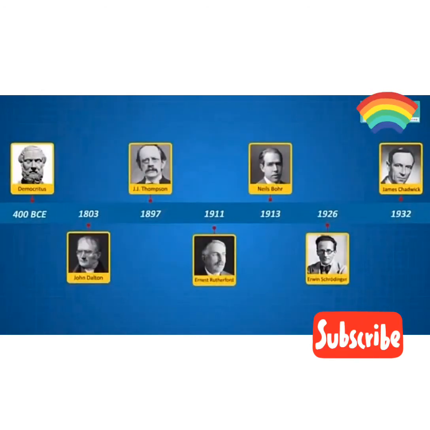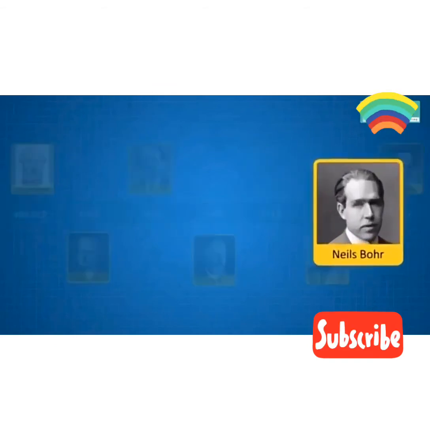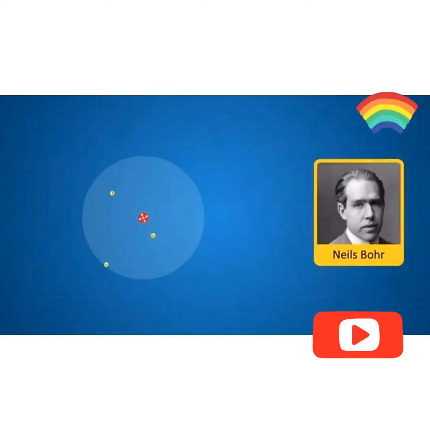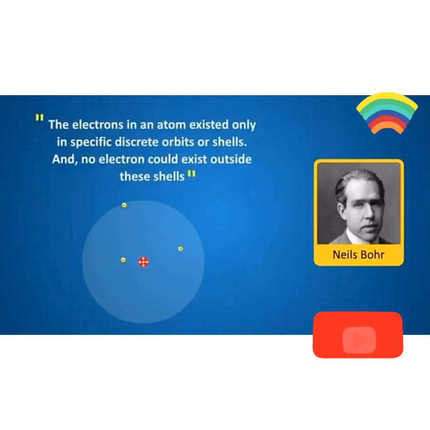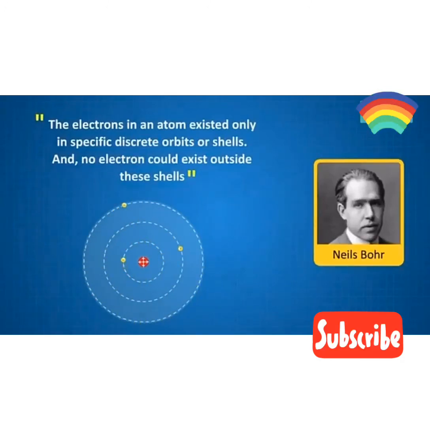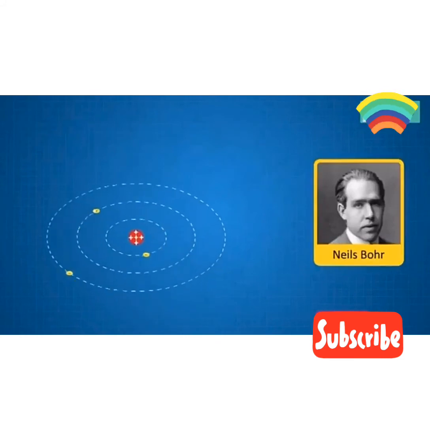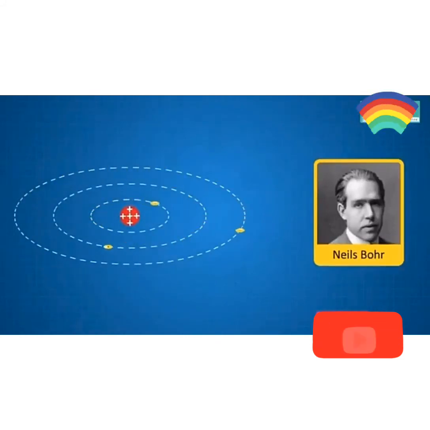Just 2 years later, in 1913, this drawback of Rutherford's atomic model was addressed by Niels Bohr. This was the greatest achievement in the journey of understanding atoms. He proposed that the electrons in an atom existed only in specific discrete orbits, or shells, and no electron could exist outside these shells. This model was also compared to the solar system.